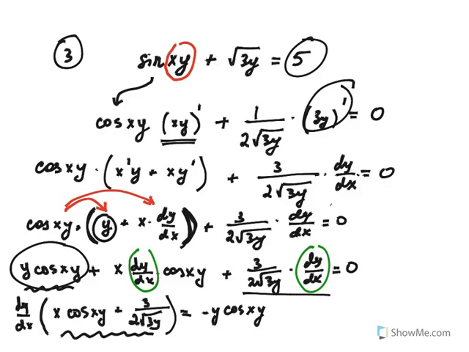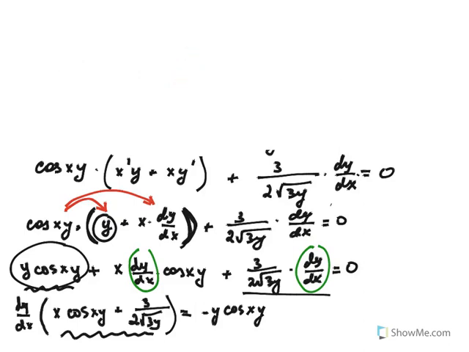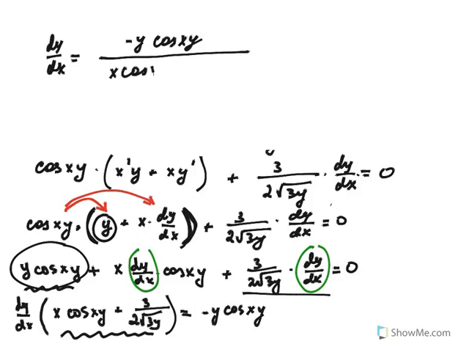I'm going to erase the top part of my problem. So we get dy/dx equals, we're dividing negative y cosine xy by whatever we have in the parentheses here.